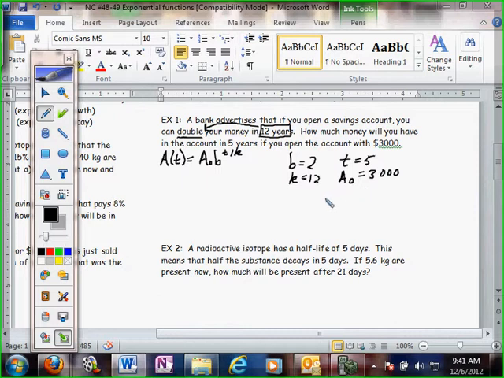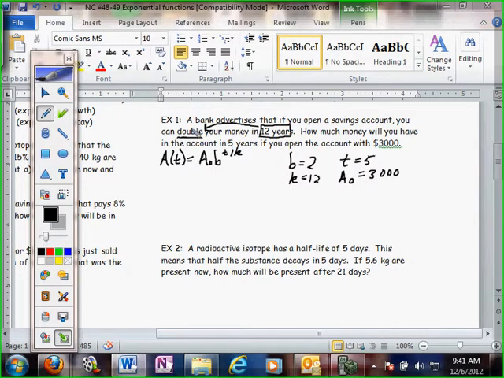Now let's think about this a second. This bank is telling us that we can double our money if we put it in there in 12 years. Okay? We want to know how much money we're going to have if we put $3,000 in there in 5 years. So we're not going to wait the whole 12 years. If we waited the whole 12 years, we should have $6,000 because our money is going to double. But we're not going to wait 12 years. We want to know how much we're going to have after 5 years. Maybe we need to pull that money out at 5 years.